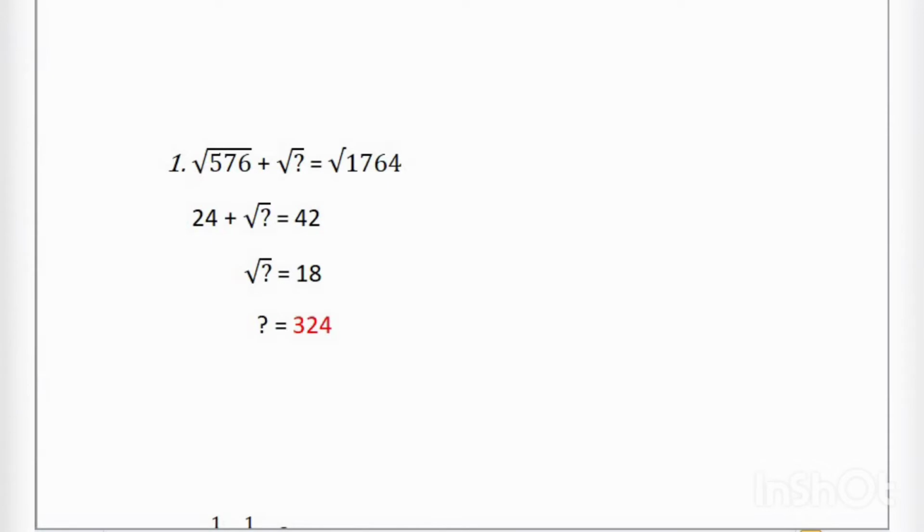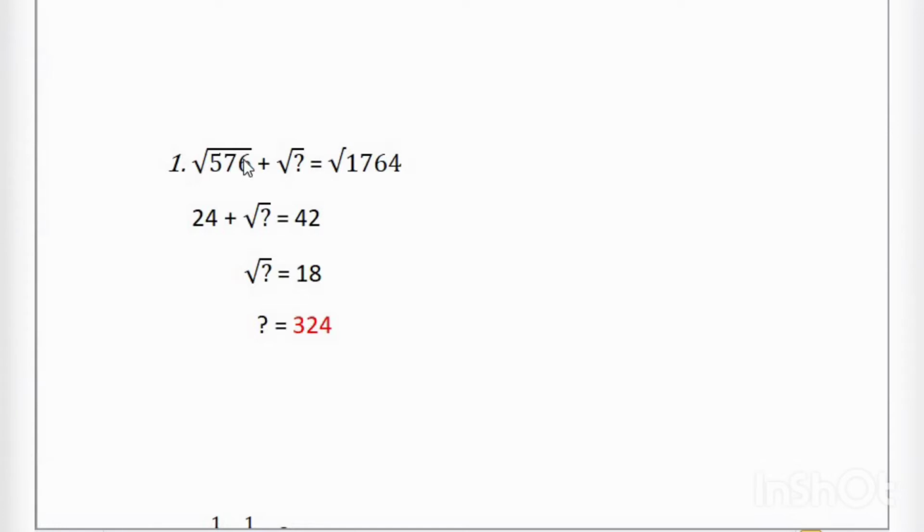Going to the solutions. First question, root 576 plus root question mark equals root 1764. If you know how to find square roots, then this question is very simple. I put videos on how to find square roots and cube roots. So if you don't know, go through those videos. I will give the links in the description box.